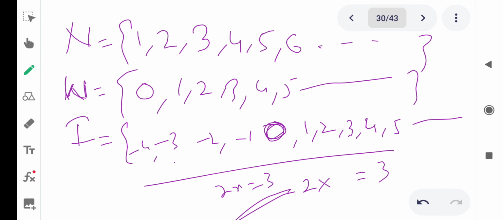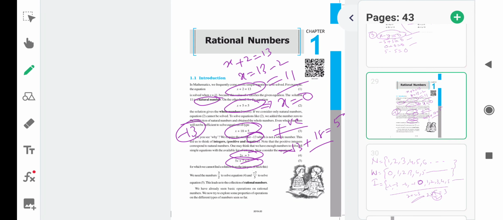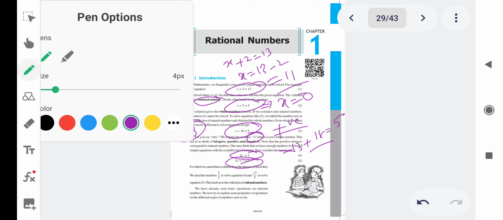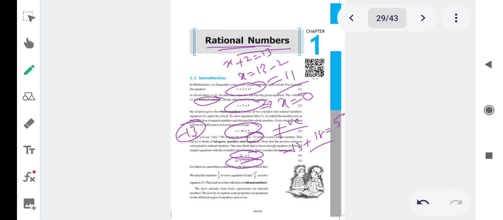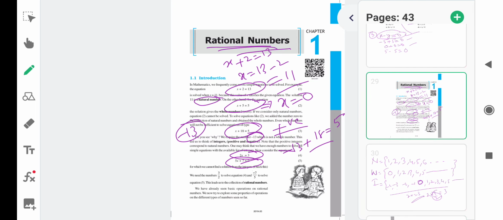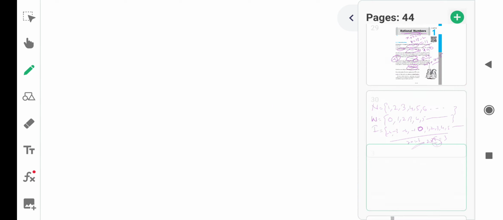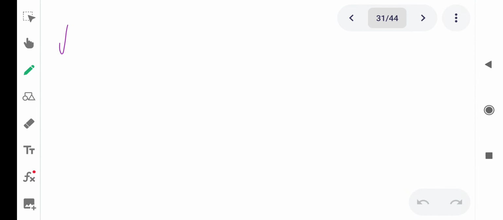That is possible only with 3 by 2. So we need to have 3 by 2. So 3 by 2 is a fractional number. So what is 3 by 2? 3 by 2 you will find in the rational numbers. So therefore we need one more system, that is rational numbers.